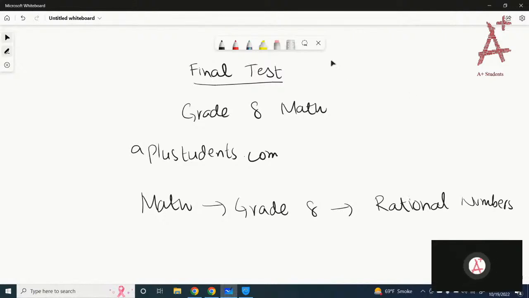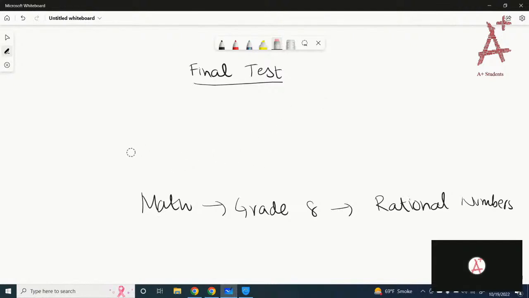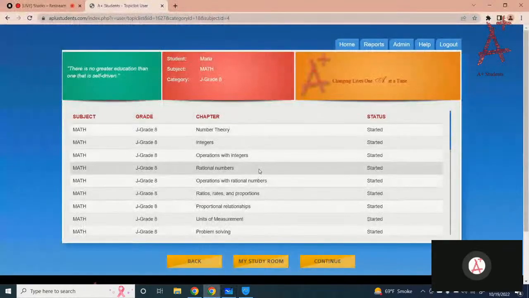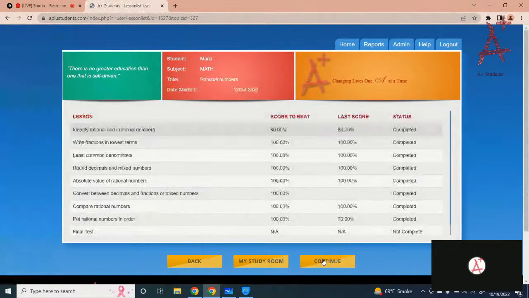Let's start with the final test of the chapter rational numbers. So here we have the chapter rational numbers. And let's start with the final test.